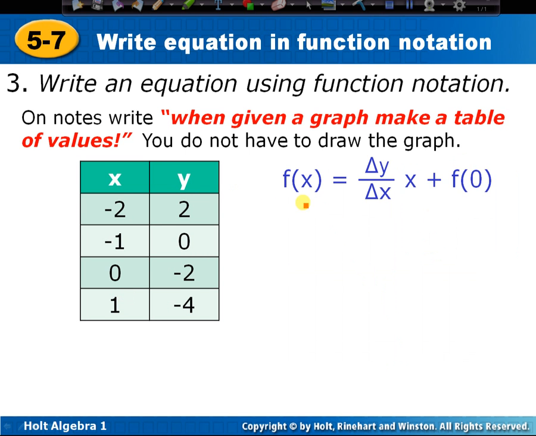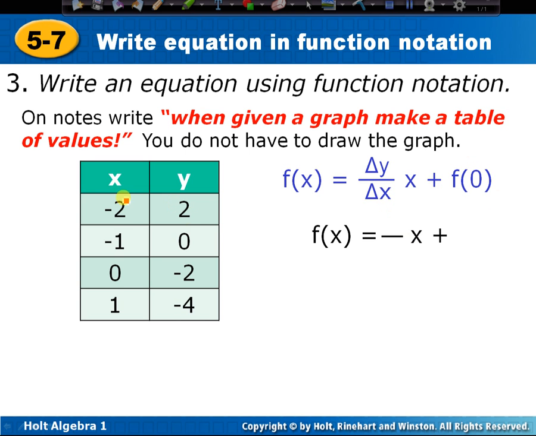All right, again, we're going to go ahead and write down our function notation. F of x equals the change in y over the change in x times x plus f of 0. And just like we've done before, we need to fill in those pieces of information. The 3 things we have to find are the change in y, we have to find the change in x, and we have to find the f of 0.